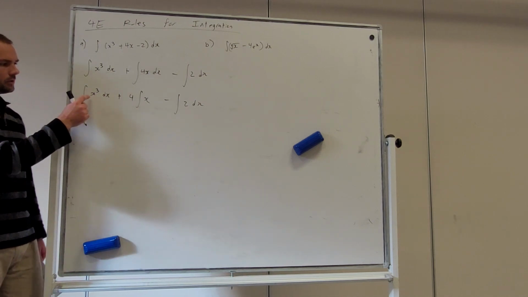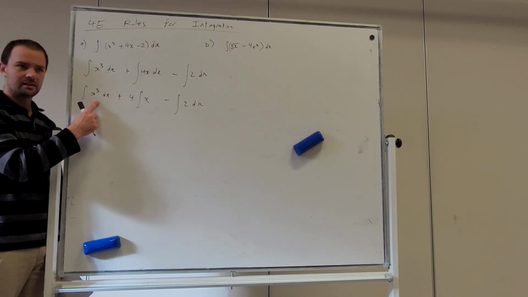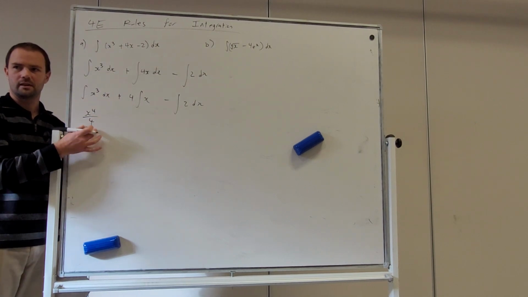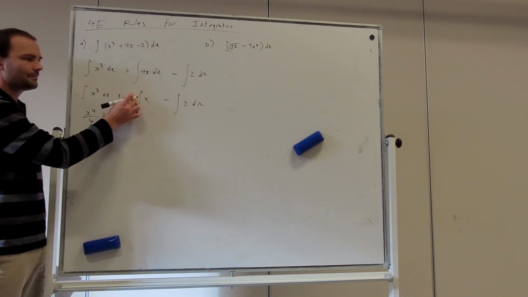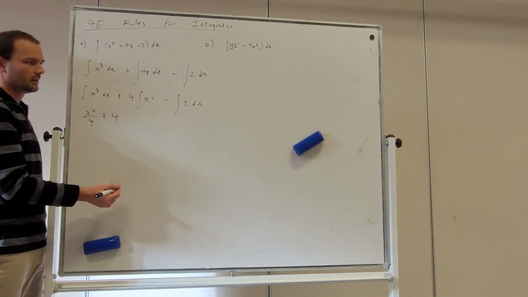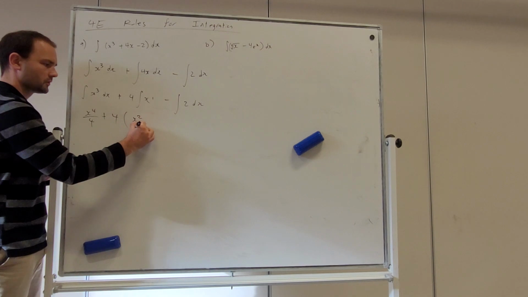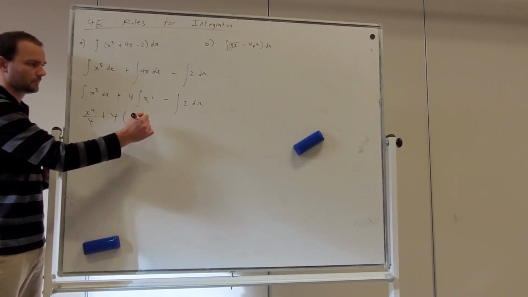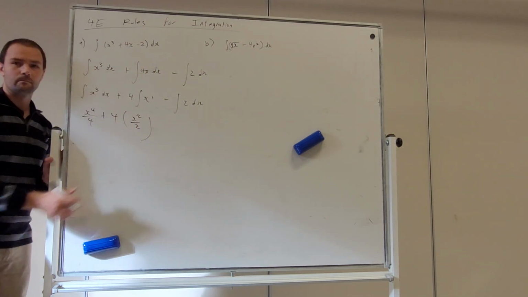Okay, so let's go through and apply that power rule, right? The integral of x to the power of 3 is x to the 4 on top of 4. So that one goes to here. That's what that term becomes. And then we have plus 4 times the integral of x. Well, x by itself is x to the power of 1, isn't it? So the integral of x to the 1 is going to be x to the power of 2 on 2, x to the power of 1 plus 1 divided by 1 plus 1. So that component integrates to that.